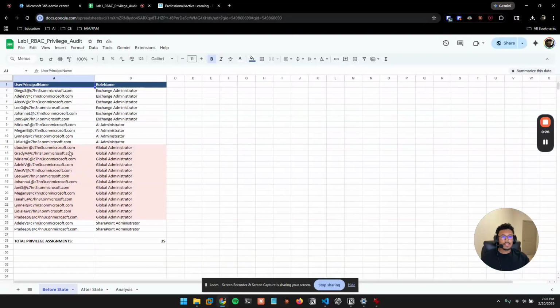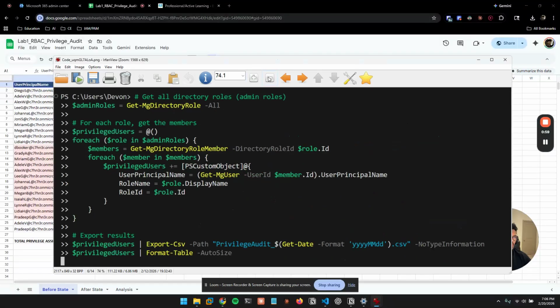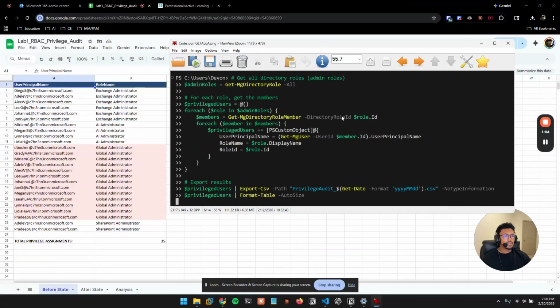So this is an Excel sheet that I created for this lab. Now, I'm going to talk to you guys about the script that I used to scrape my 365 environment to pull this data. Obviously, I didn't take this and enter it manually. So I used this script right here. Let's make that smaller. I was able to pull all of this information from this script.